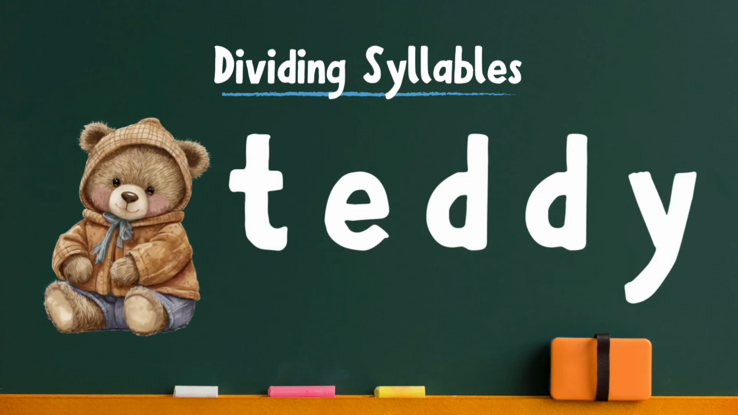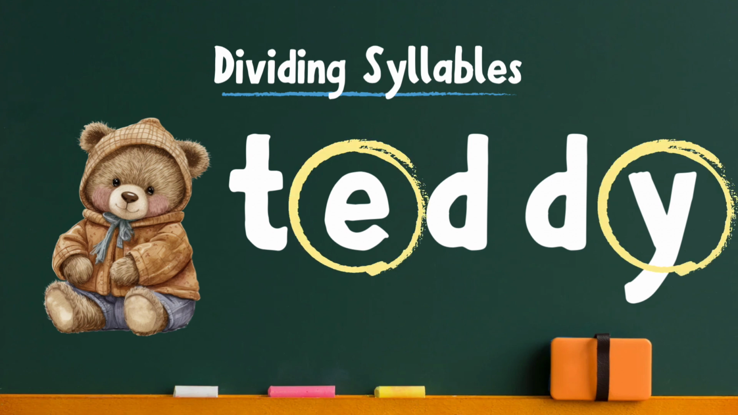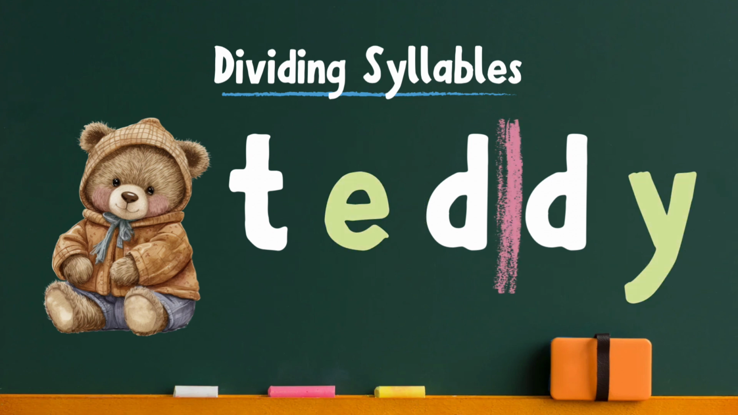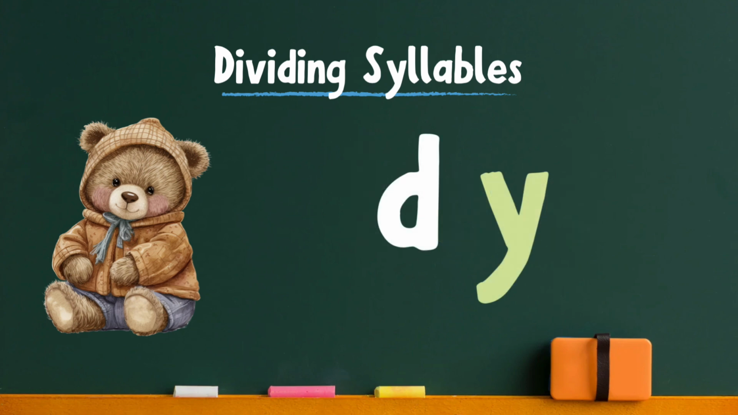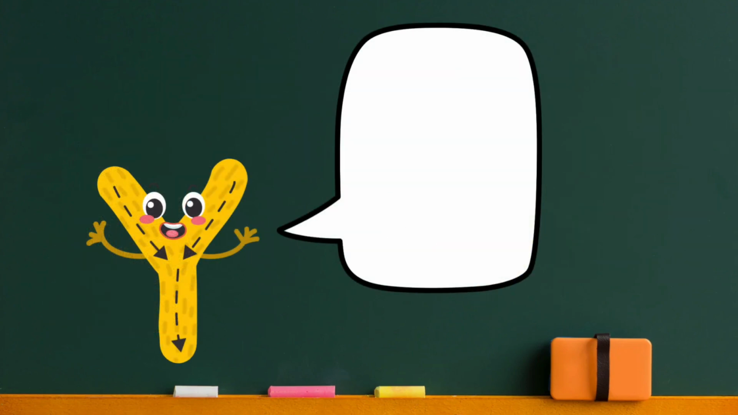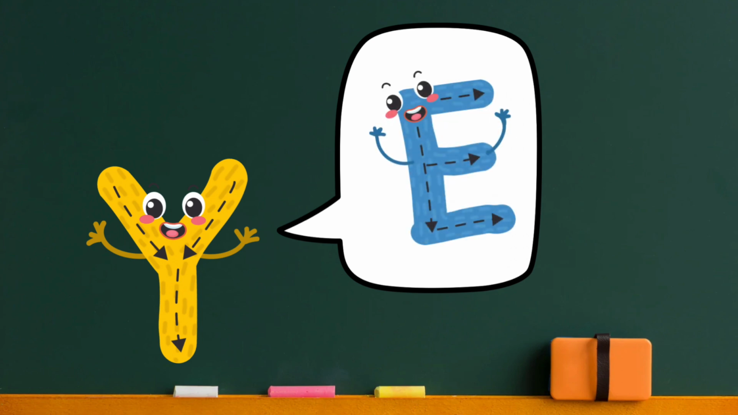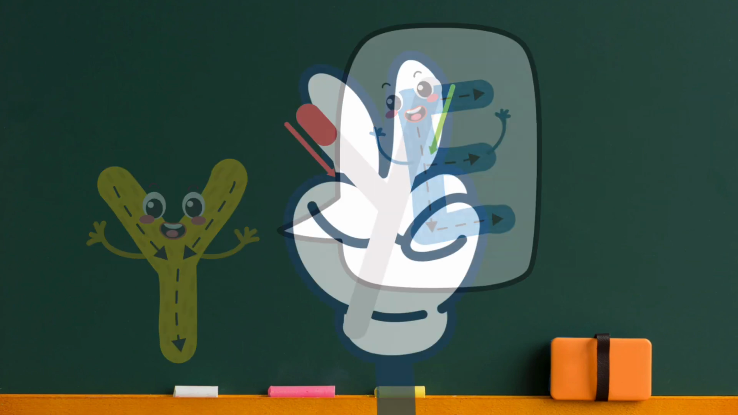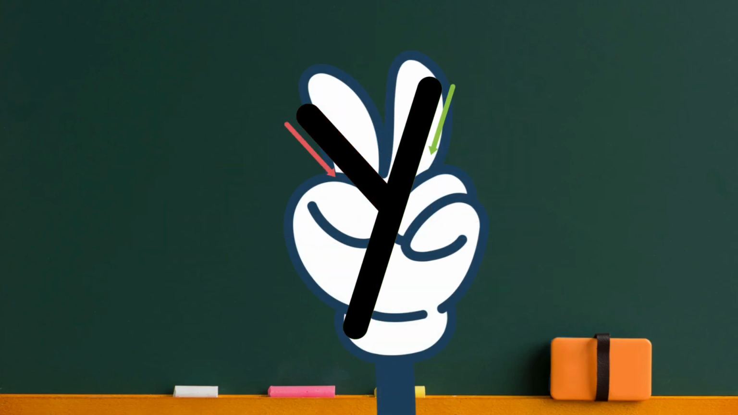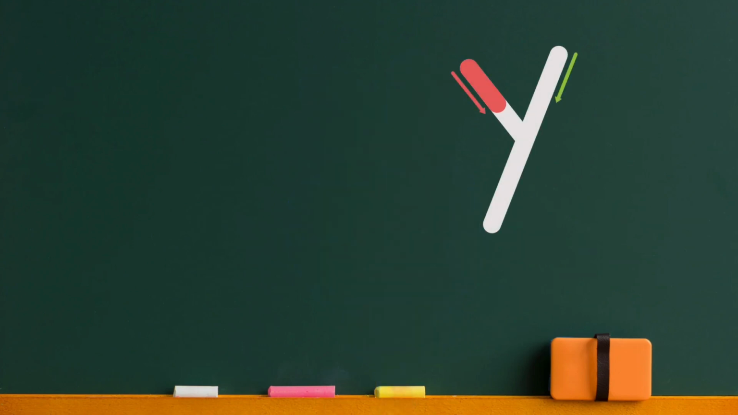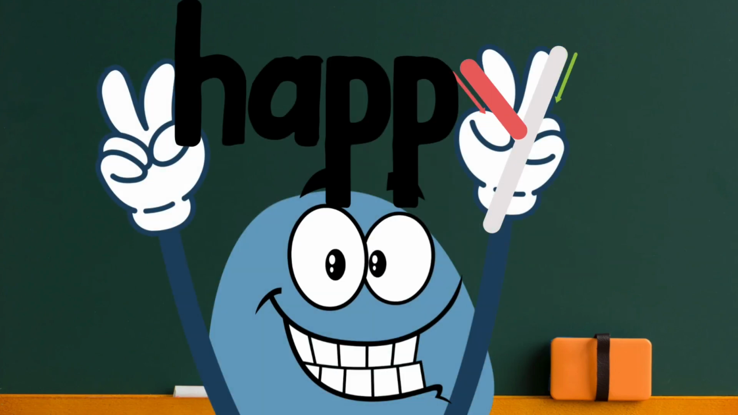Let's divide teddy. Find the vowels. This word is easy. It's got 2 letters that are the same, so we divide in the middle. Now we read t, e, d, ted, d, y, dy. Letter Y makes lots of sounds. Here, it's making the E sound. Hold up 2 fingers, because in a 2-syllable word, Y makes the E sound when it's at the end. It's also in the word happy.